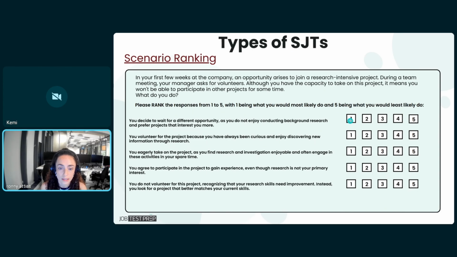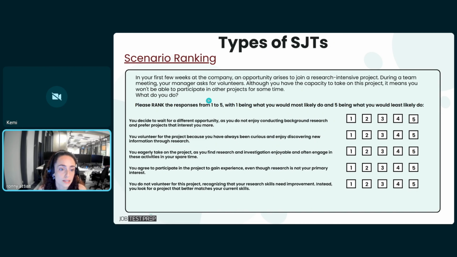While one is what you are most likely to do. So this is what you most closely align yourself with. And 5 would be the ranking of what you are least likely to do. Okay, this is the farthest thing from what you think is a good idea. Okay, so let's look at this example.